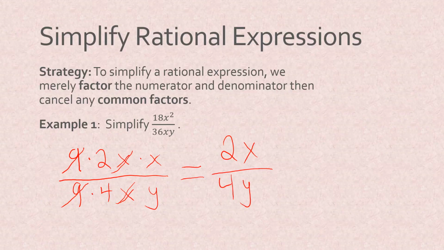You would then ask yourself again, are there any other common factors left over? And I think most of us see that 2 and 4 obviously share a common factor of 2 since they're both even. So the 2 in the numerator can cancel and the 4 in the denominator changes to a 2, giving you the final answer of x over 2y.